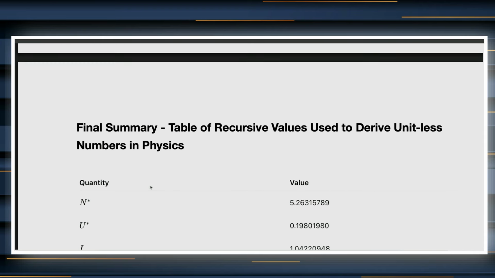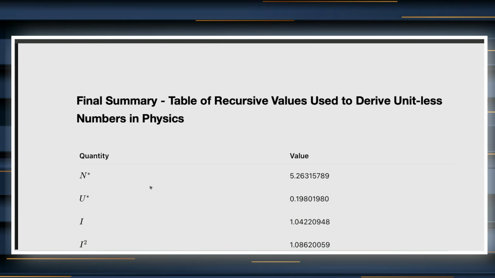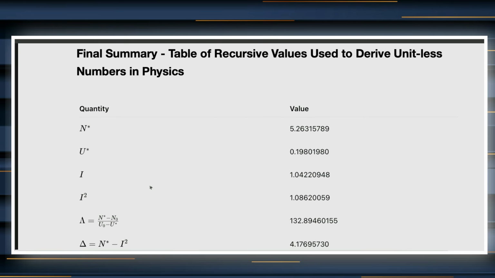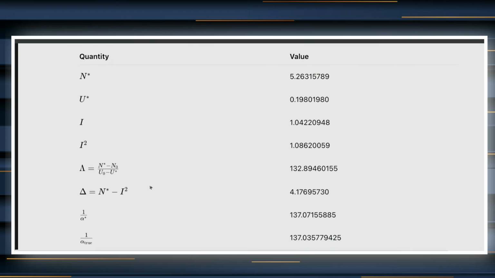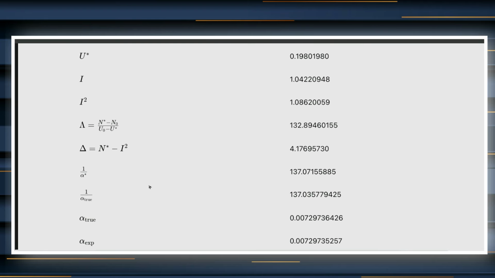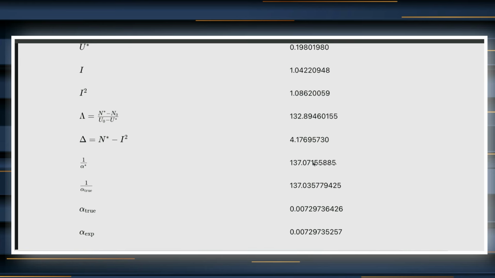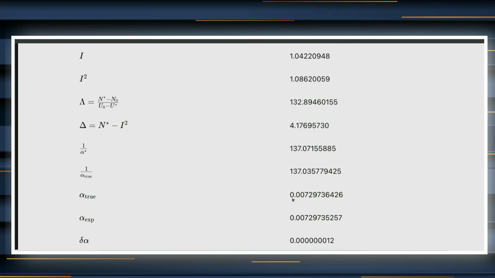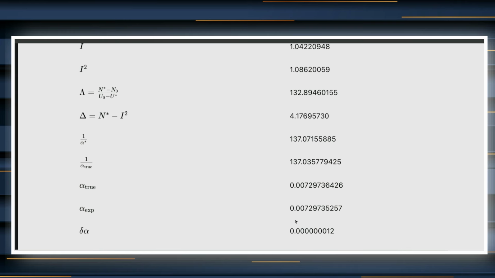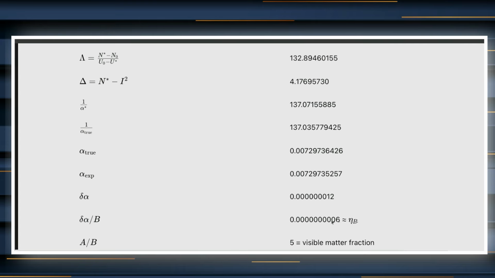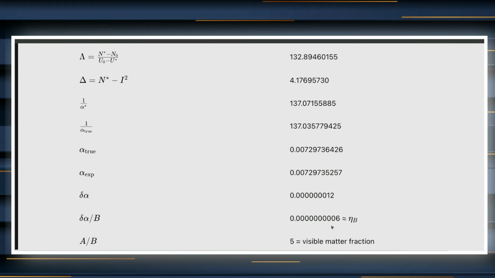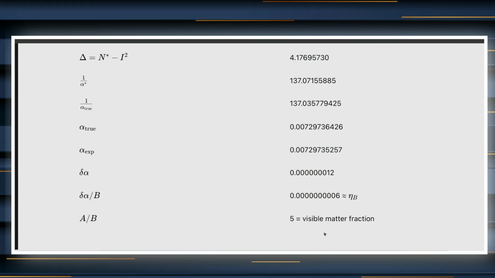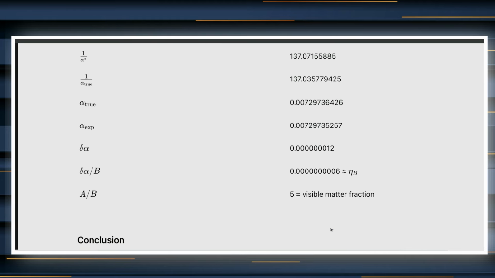So finally, here's a table of all these numbers that we just derived and the expressions that went along with them, the two outstanding being a near value to the fine structure constant that when subtracted by the experimental value gives us a value for the ratio between matter and antimatter. And that 5% of the universe happens to be visible matter, just to throw that in.